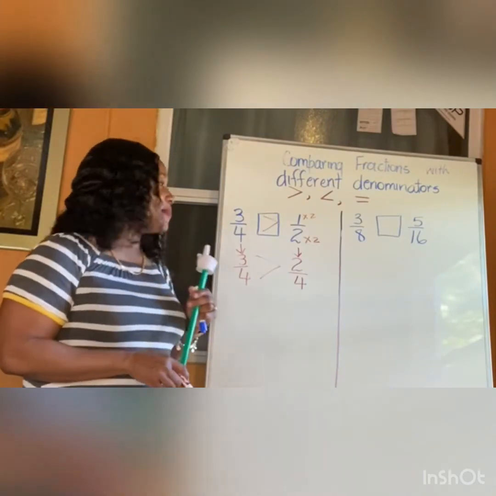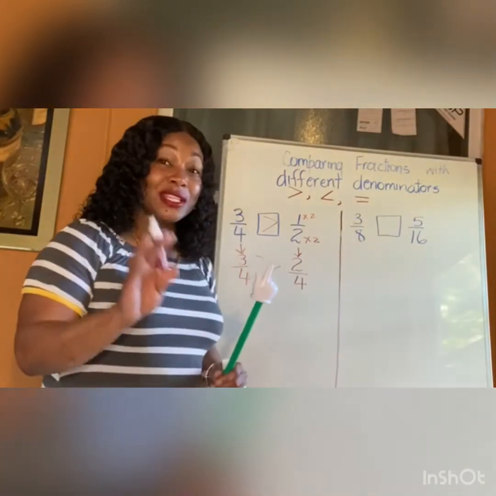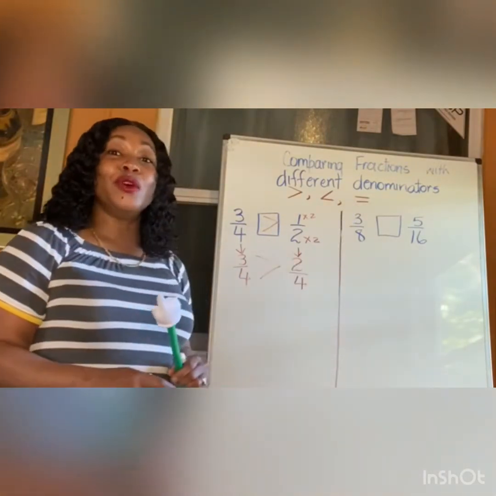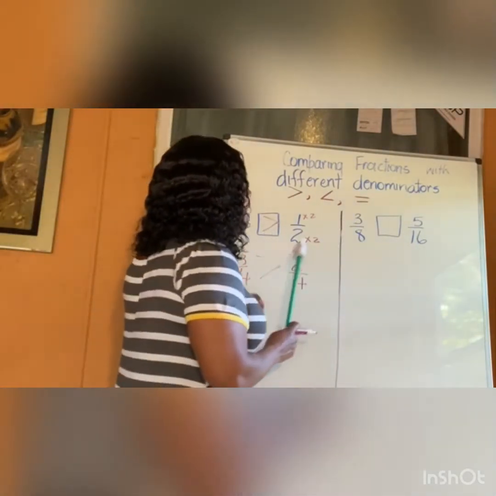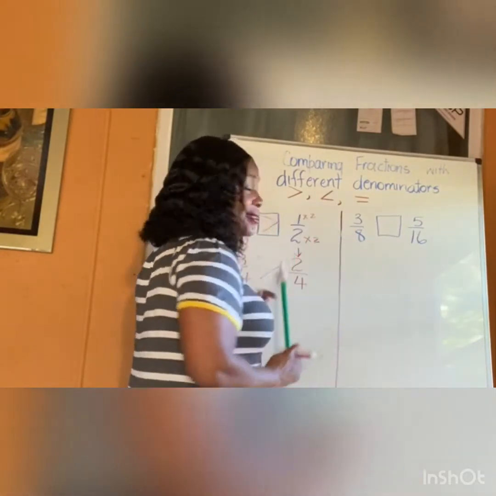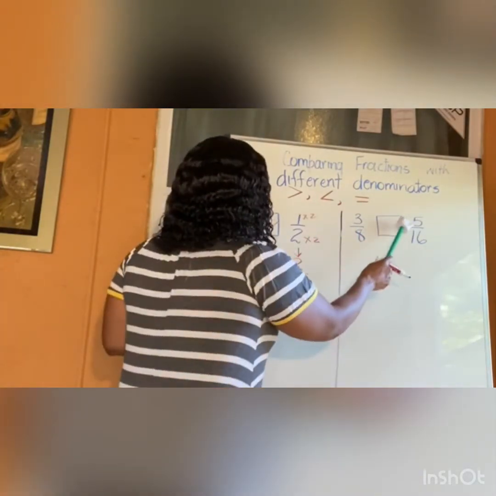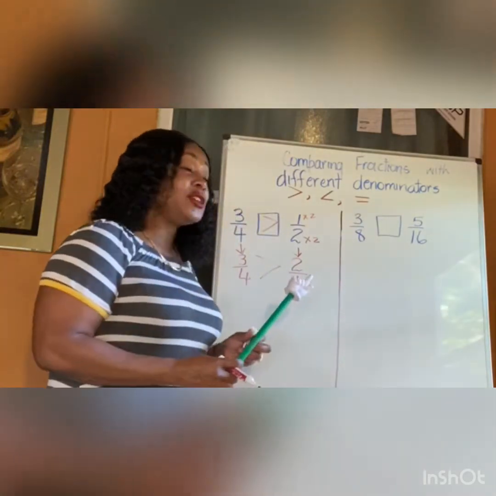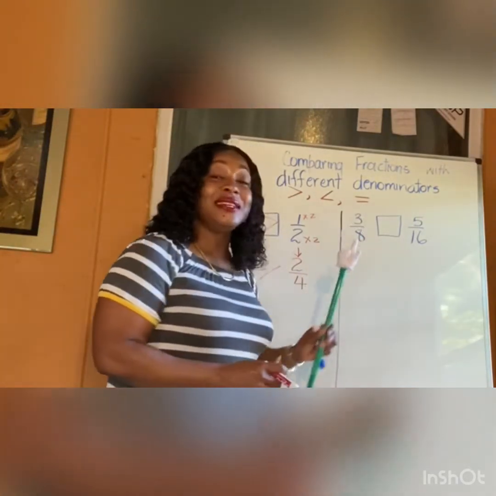Pretty easy. Let's look at number 2. That's only one way. I'm going to show you another way, but let's look at number 2 first. This time we have 3/8 and then we have 5/16. Again, we're going to try to make the denominators the same.